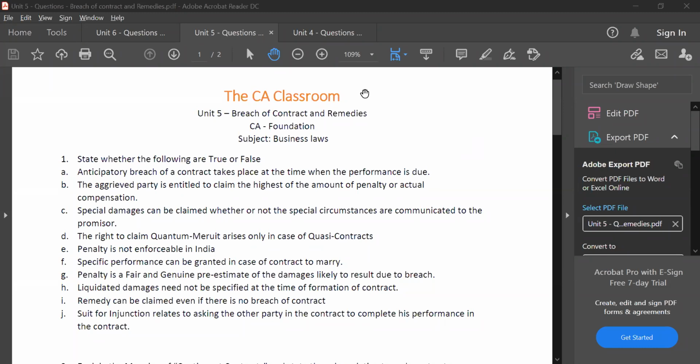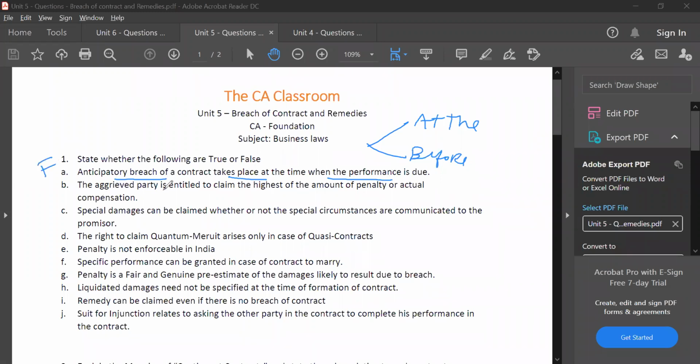We'll discuss them one by one. Question one: Anticipatory breach of a contract takes place at the time when the performance is due. Answer: True. Now follow very carefully, guys. Anticipatory breach can take place either at the time when performance is due or before the performance is due itself. Therefore, the first answer is false.